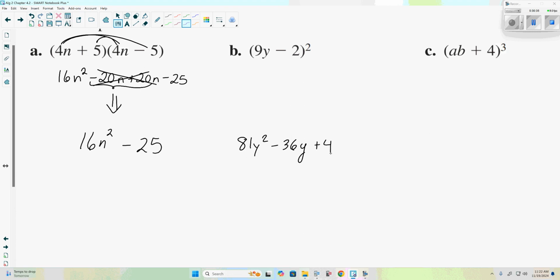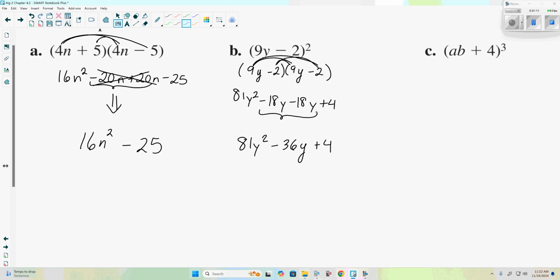Or if we distribute it out, because (9y minus 2) squared is just saying we have (9y minus 2) times (9y minus 2). Well, our 9y times 9y is 81y squared. 9y times negative 2 is negative 18y. Negative 2 times 9y is negative 18y. And negative 2 times negative 2 is plus 4. At this point here, we would combine like terms, getting to this point here.